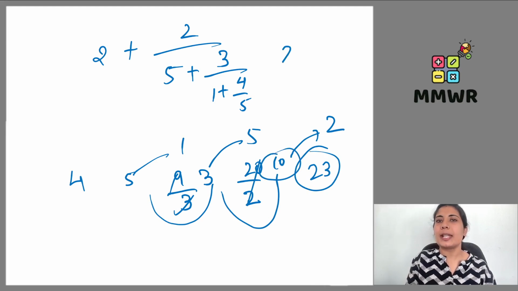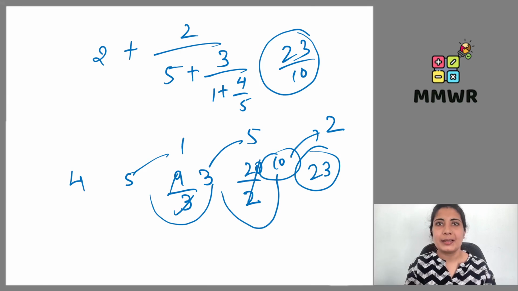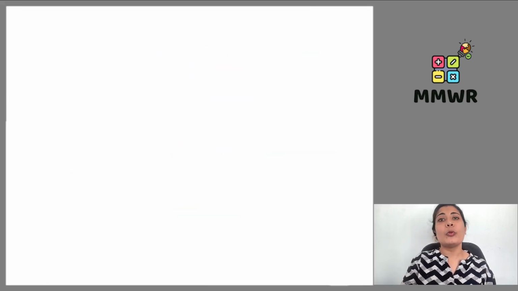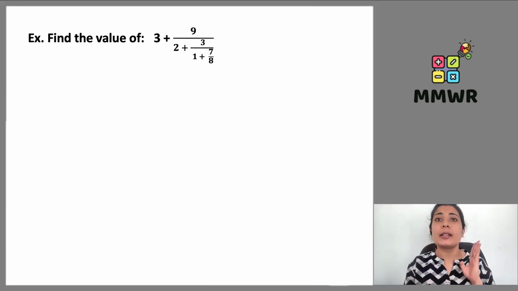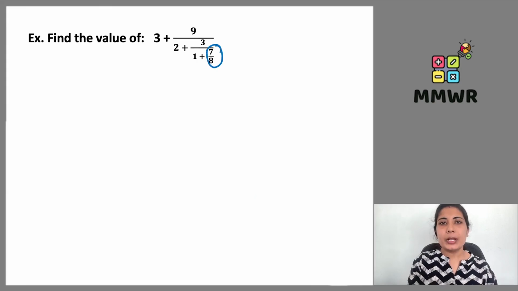So 23 upon 10 is the answer for this problem. So quickly you can do this, right? Let's move to another example in which again we have something else other than 1 in the numerator. So 7 upon 8, I will be writing this 7 and 8.